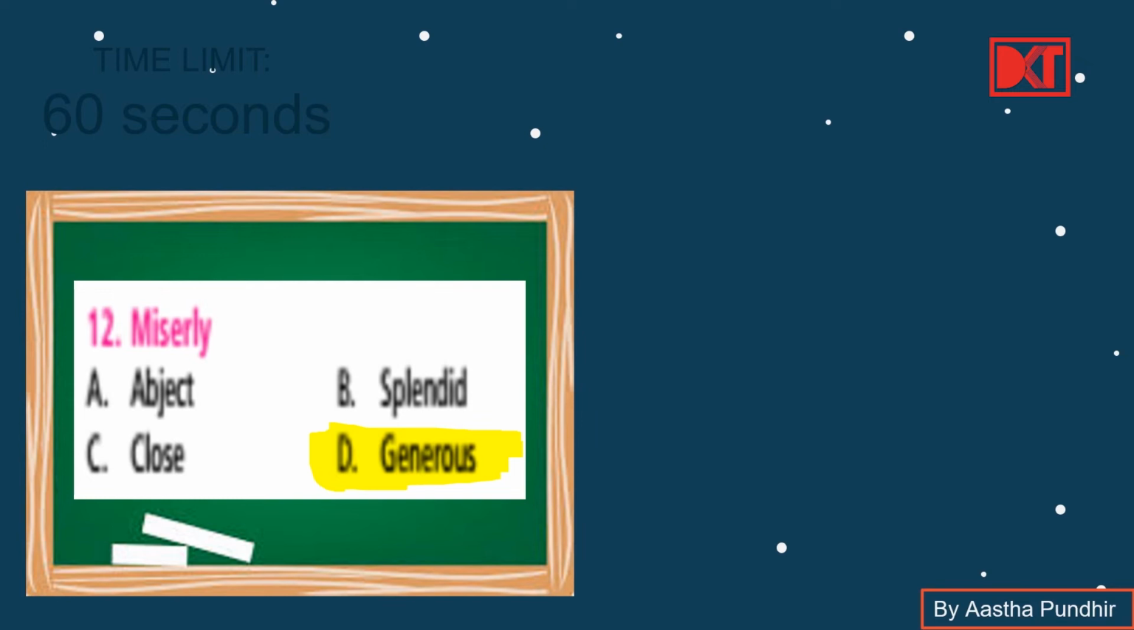Right. So the other words we have here, like abject. Abject we usually use for someone who's living in abject poverty, which means something of the maximum degree. Okay. Splendid, something that's very big, and close. Right. Splendid could be synonymous to generous.